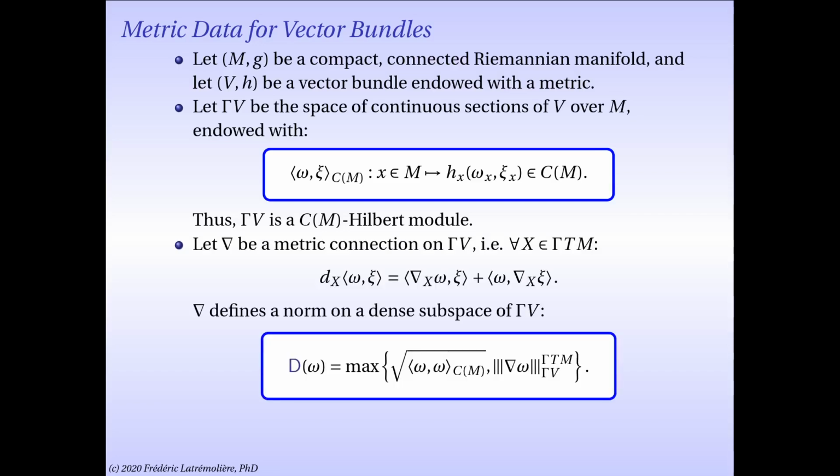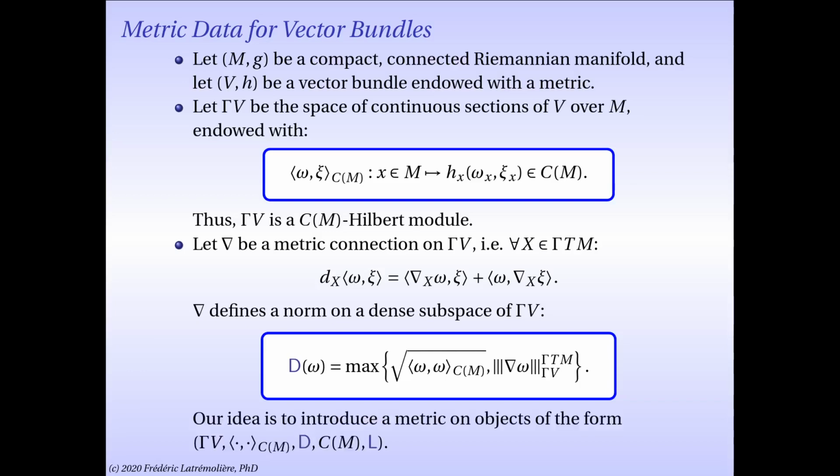Let now nabla be a metric connection over V. Thus, nabla applied to a differentiable section of V defines a linear map from gamma of T of M to gamma of V. As these modules have norms, we can take the norm of this linear function. This constructs a semi-norm on a dense subspace of the module of continuous sections of the bundle V. To make it into a norm, we take the maximum of this semi-norm with a Hilbert module norm.